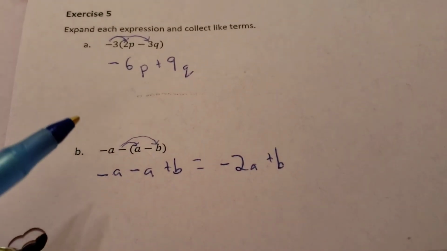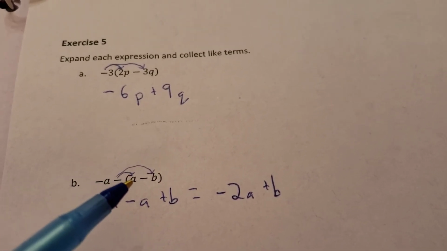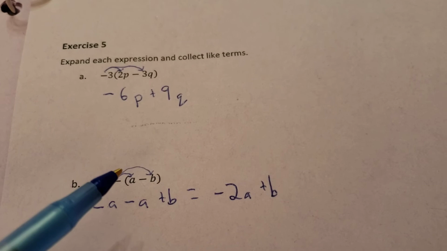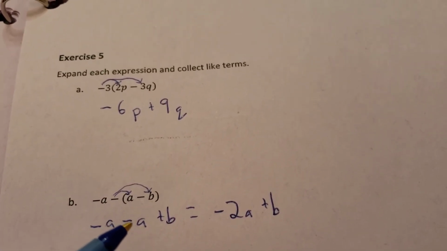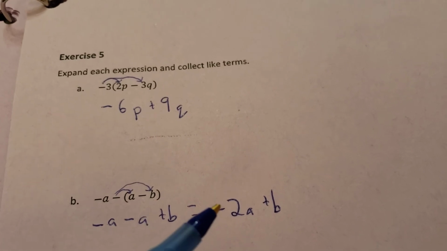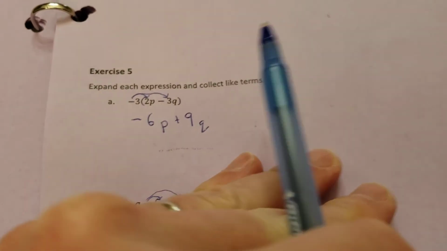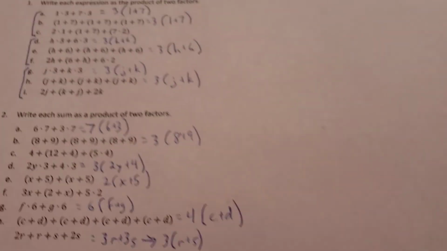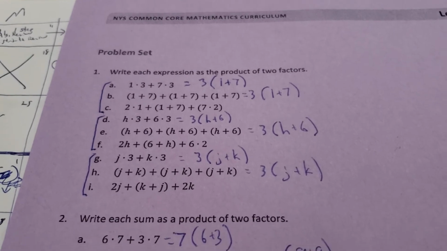Stay as is. A negative a minus this chunk, well, minus an a is right there. Minus a negative is actually a plus b, so negative a minus another a gives you a negative 2 a's, and then that plus b is all by itself. All right. Next up, we have a few more examples for you here.